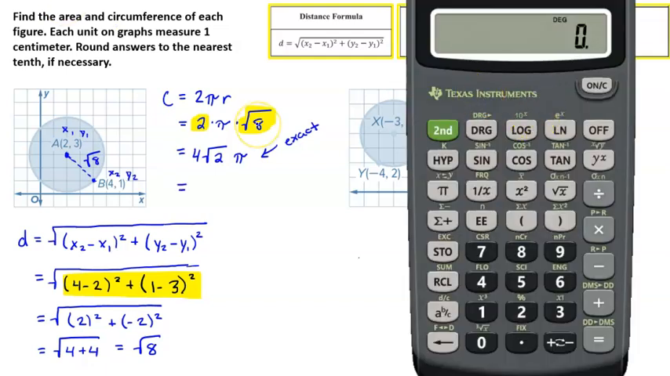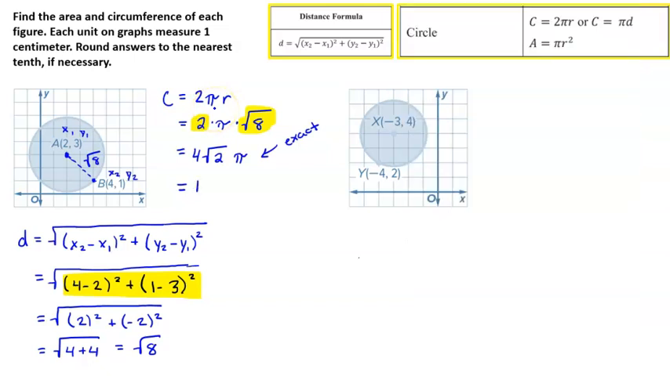So in my calculator, I'm going to do 2 times, and then you have a pi button here, and then times, and then for this particular calculator, you put the number that's in the radical first. So 8, and then hit your square root button. Don't forget to hit equals. And we get 17.77.